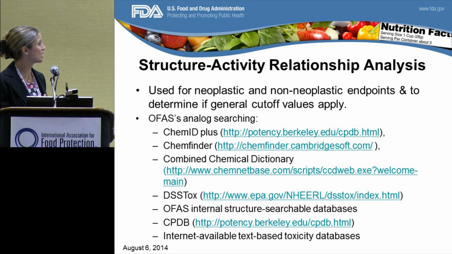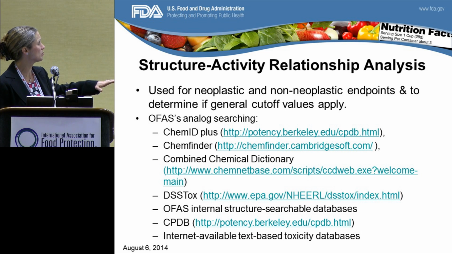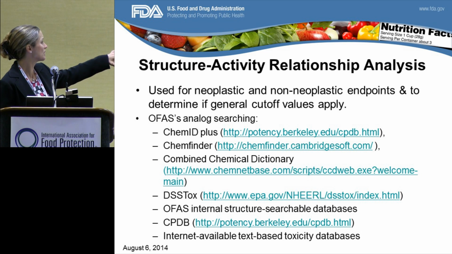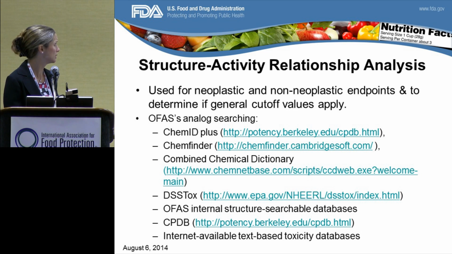And again, I can't emphasize enough, we really use structure activity relationship analysis to fill in the gaps, because a lot of times for what comes in, we may have an Ames, but we don't have a gene tox assay in mammalian cells. We have a mammalian cell gene tox assay for a structurally similar compound. So we use structure activity relationship analysis both to fill in the data gaps and to identify the need for further testing as appropriate. And here are some of the resources that we use to look for structural analogs and to identify data for those structural analogs that might be useful.